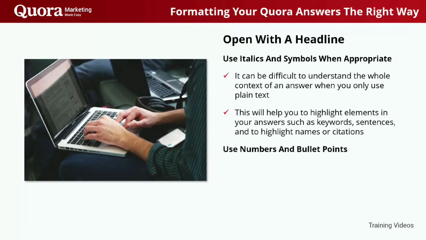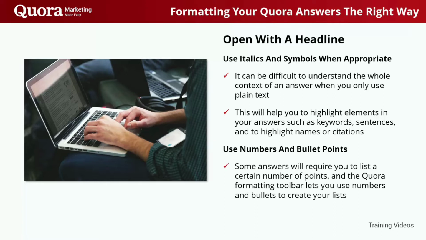Use numbers and bullet points. Some answers will require you to list a certain number of points, and the Quora formatting toolbar lets you use numbers and bullets to create your lists. This will help you to keep your answers more organized and easier to read.